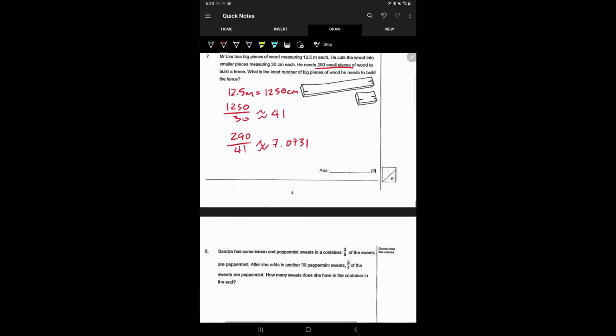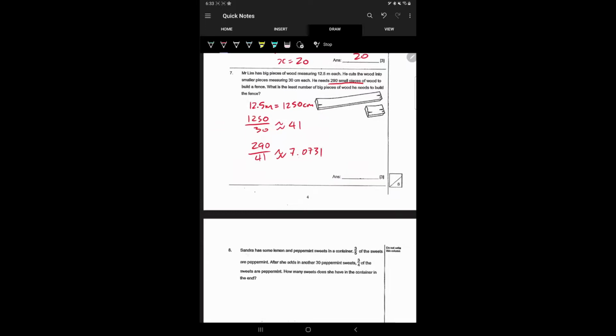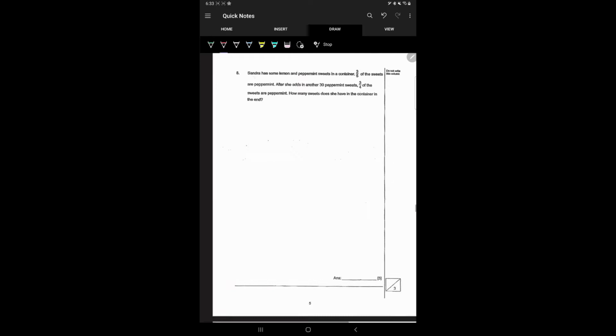You get about 7.0731. But you can't represent it as 7.0731 or 7 in this case. You have to represent it by 8 because that's what they're asking, the least amount of big pieces. So the answer is 8.